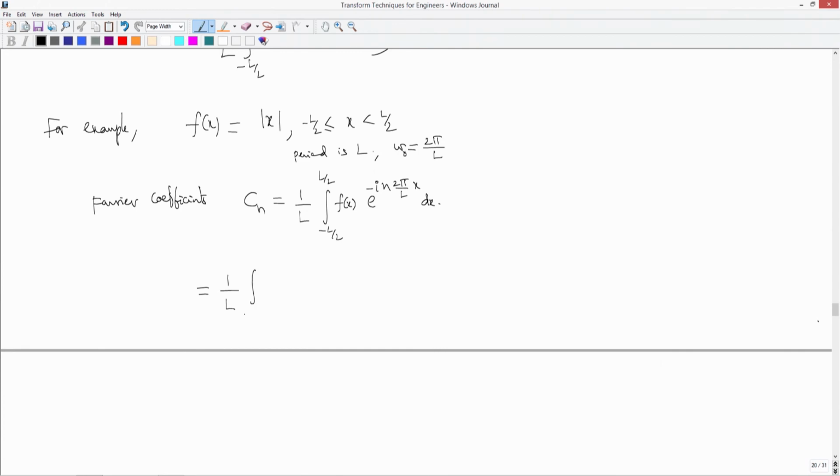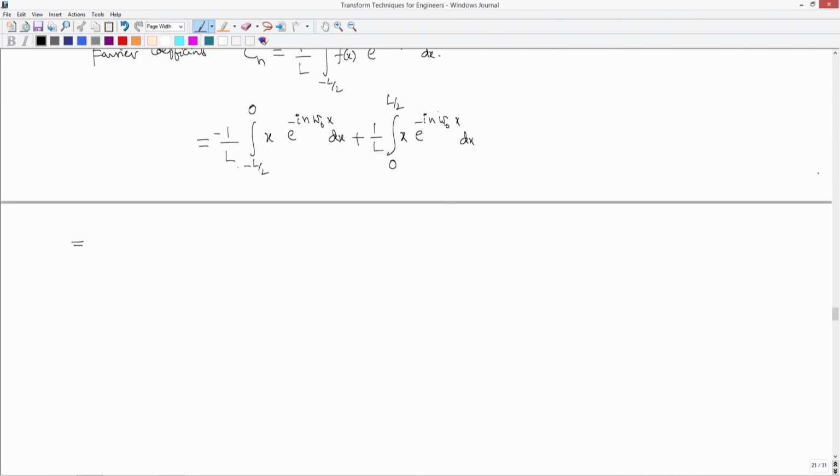So 1 by L from minus L by 2 to L by 2, and f(x) on the negative side, from minus L by 2 to 0, is simply minus x. So you have minus x e to the power minus i n 2 pi by L x dx, plus 1 by L over a different domain, 0 to L by 2, where mod x is simply x, e to the power minus i n 2 pi by L x dx. You can call this omega naught, that is better for simplicity. Now in the first integral, minus 1 by L, put x equal to minus x. Then dx is minus dx, and the limits become L by 2 to 0, and the exponent becomes e to the power i n omega naught x dx.